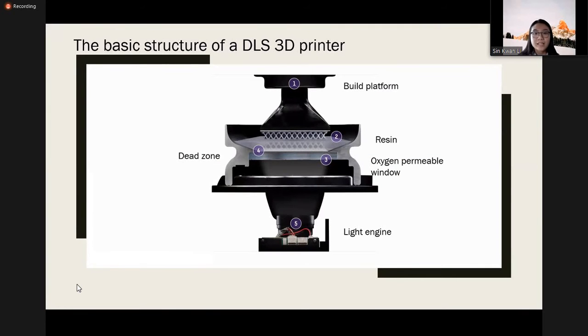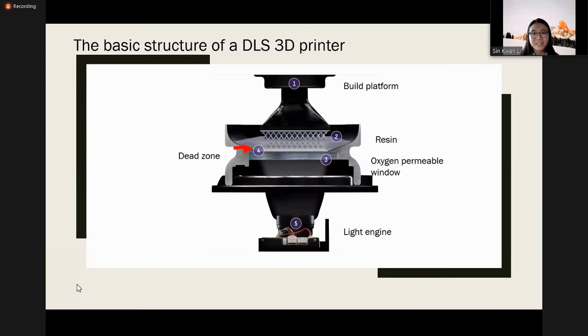So DLS is a kind of resin-based 3D printing process, which means that by using UV light, the liquid plastic is converted into solid objects. Here, the light engine will project a series of UV images of the cross-section of the design, causing the resin to be partially cured. There's oxygen inside the oxygen-permeable window area, allowing a thin layer of uncured resin between the printed part and the window, which is named the dead zone. It's only half of a human hair's thickness.